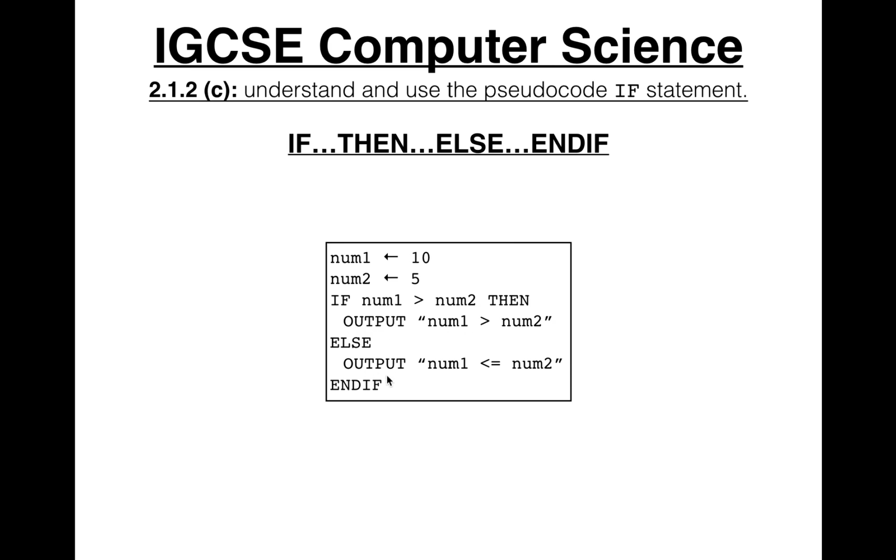So what about the else, output num1 is less than or equal to num2? Well, this executes if this is false. Say num1 was 5 and num2 was 10. This is false, so this doesn't execute, and the else statement will execute and print this. Let's take a look at that in Python.